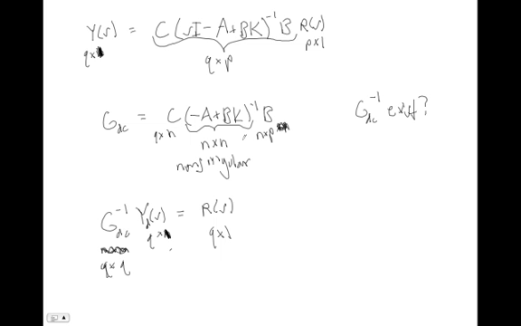So those strange cases where you're basically asking your system to achieve something that it couldn't possibly achieve, those are going to be the cases where this G DC inverse matrix is not invertible.